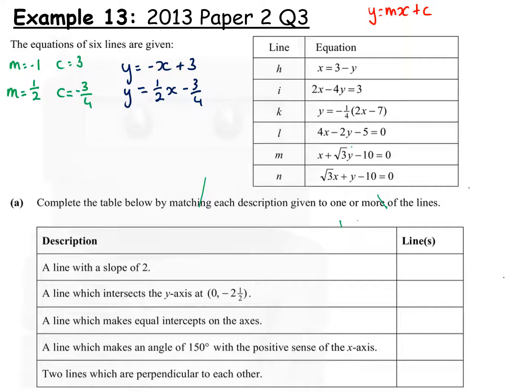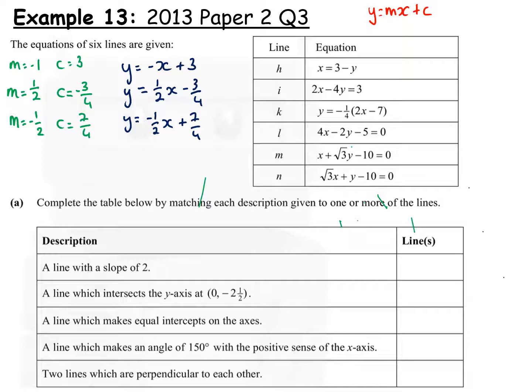So c in this case is minus 3 over 4. The next one is in a little bit easier form to work with. y equals, we just need to multiply out. So we get minus 2 over 4, which is minus half x plus 7 over 4. And again we have m equals minus a quarter. No, sorry, minus a half, and c equals 7 over 4.